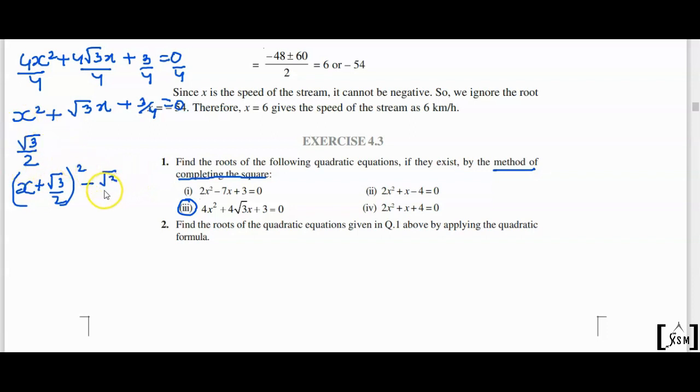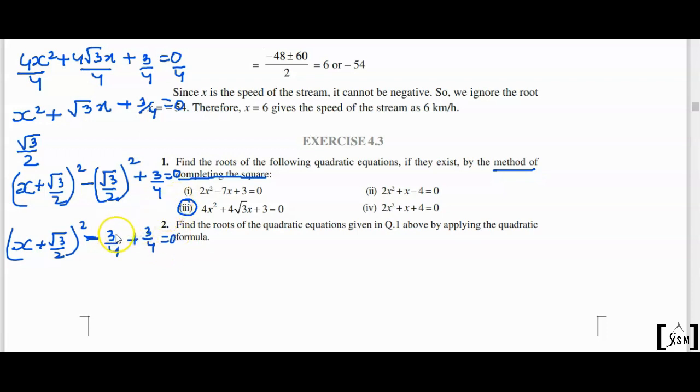So it is square root 3 over 2. We square that, plus lastly we write down the constant part, which is 3 over 4, equal to 0, right? We'll just simplify it now. So (x plus square root 3 over 2) whole square minus, this is root 3 squared and 2 squared, so it becomes 3 over 4, and plus 3 over 4 equal to 0. Hope it is clear, guys.